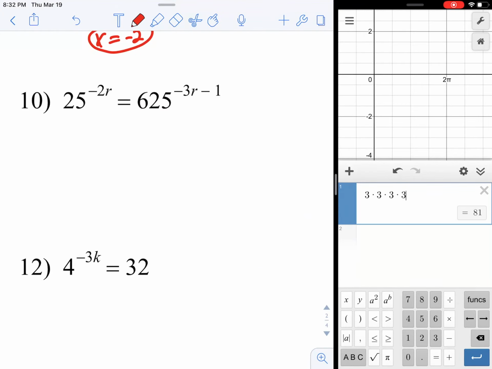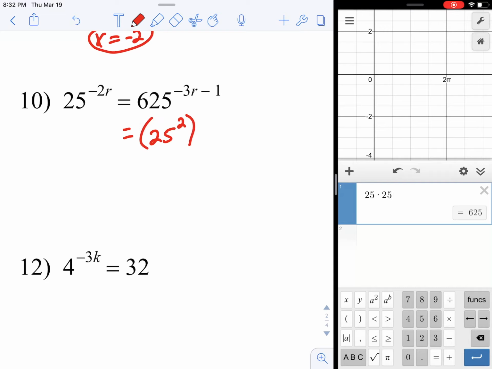Number 10. So this one's going to be a little bit of a challenge. Can I make these bases match? Well, I'm going to do that same trick. I'm going to go 25 times 25. And there you see it, 625. So I can turn this 625 into a 25 squared.